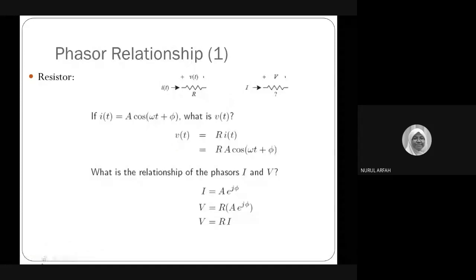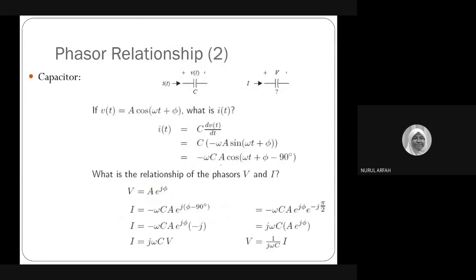And this part, if you look at the resistor, how to draw this? It should be the same, right? The current and voltage are in the same plane. So they have the same theta for V and the same theta for current. So they have no phase difference. And then what about the capacitor?